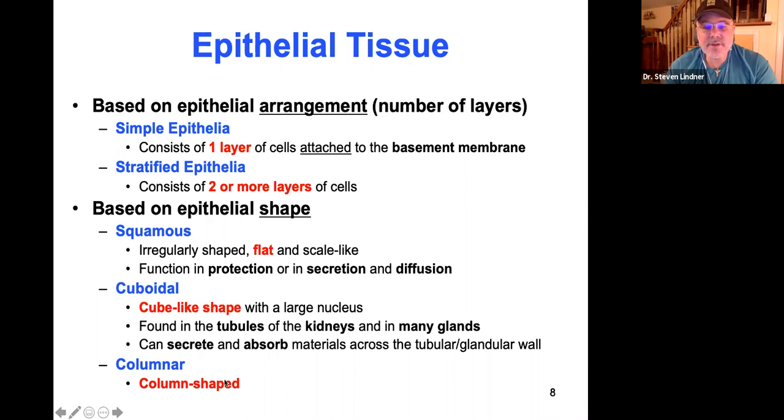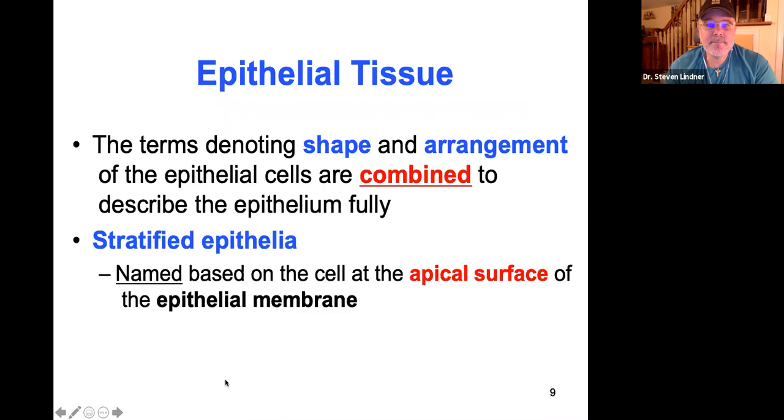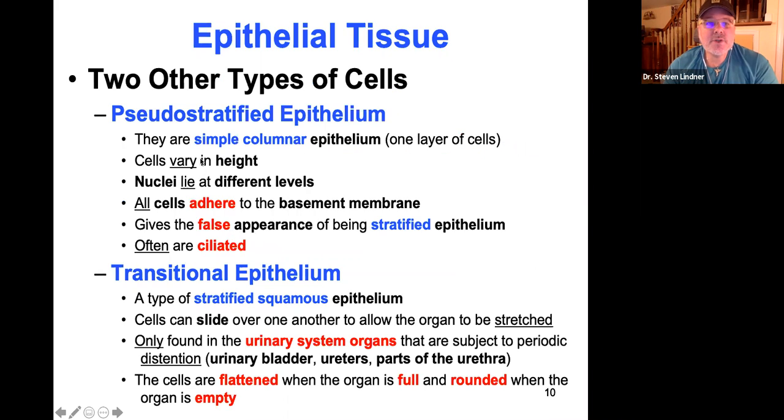Then we have columnar. These are column shaped. The pseudo stratified we mentioned, they're simple columnar, but again, because the nuclei lie at different levels of the cell, it gives it more of a stratified appearance, but it's a false stratified. And oftentimes, wherever we have pseudo stratified epithelium, there's going to be cilia there. So we would call this pseudo stratified ciliated columnar epithelium. And I'll show you what that looks like in a picture.